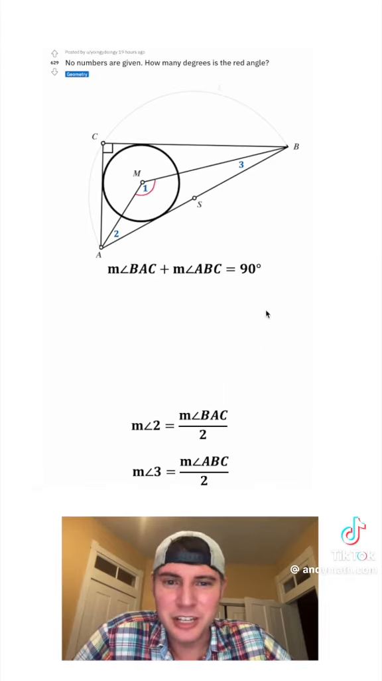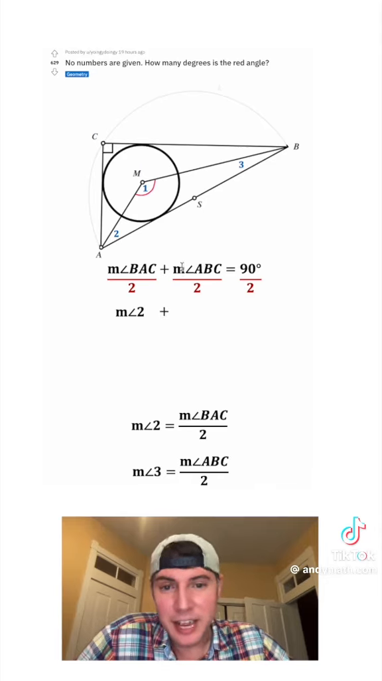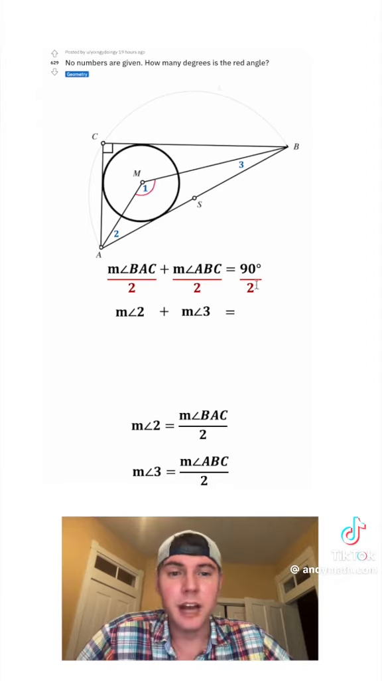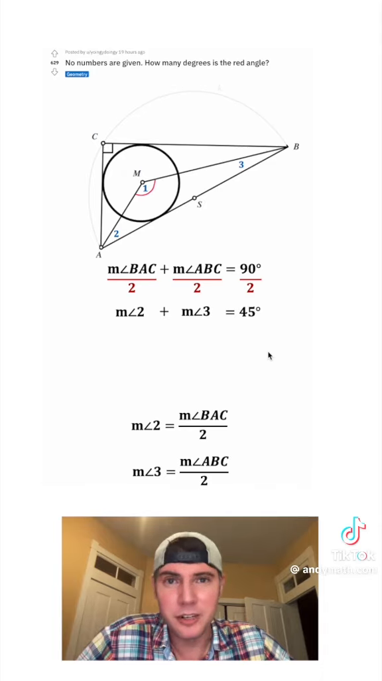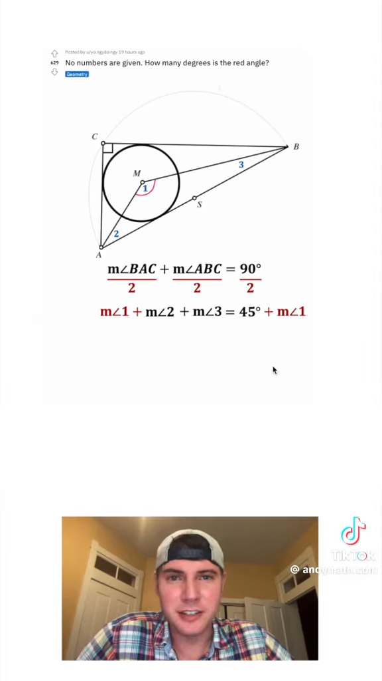Let's look at this equation again, and let's divide everything by 2. The measure of angle BAC divided by 2, that is the same thing as the measure of angle 2. And then we're going to add to that ABC divided by 2, which is angle 3, and that's going to be equal to 90 divided by 2, which is 45 degrees.